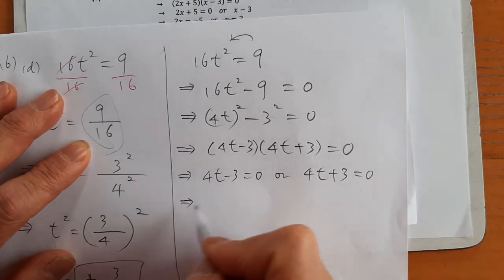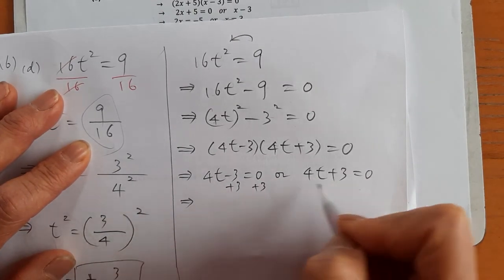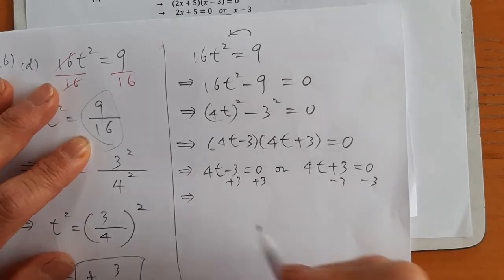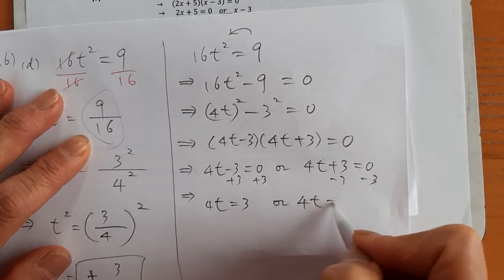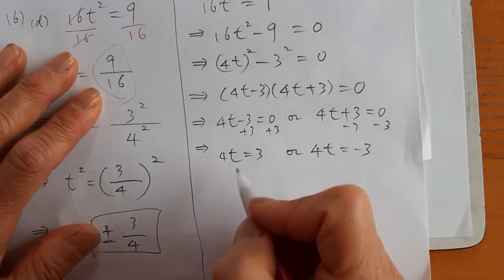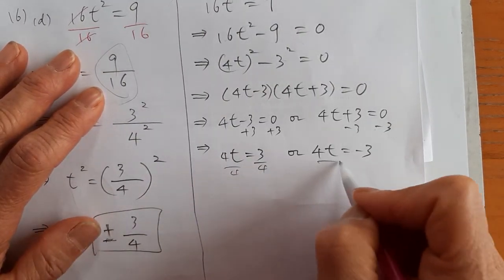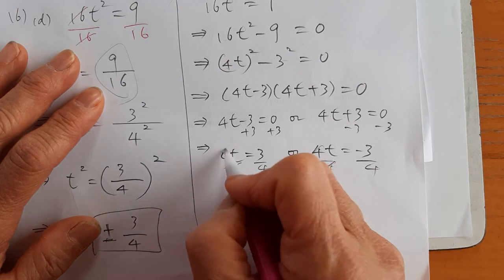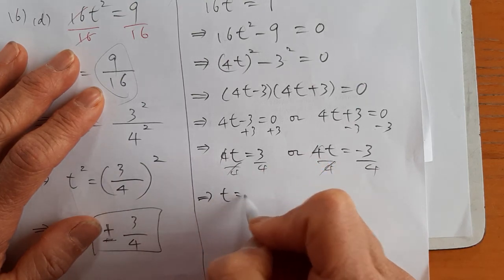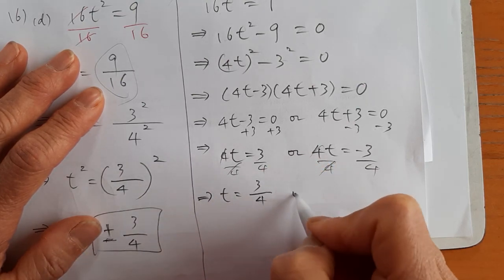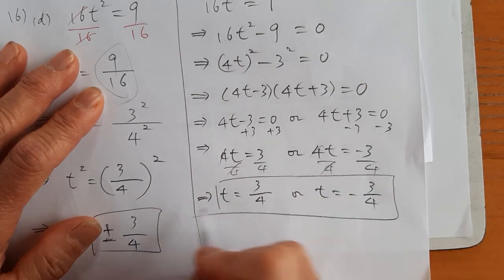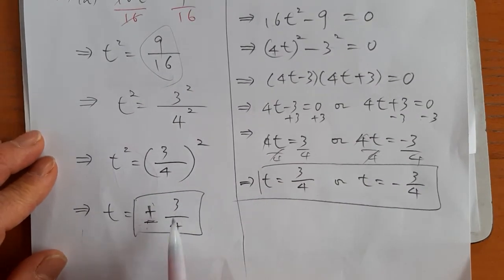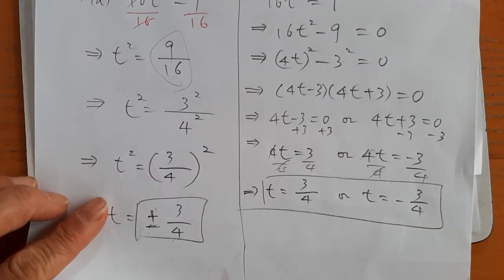And then add 3 to both sides here, minus 3 to both sides there. So you get 4t equals 3 or 4t equals negative 3. Then divide by 4 on both sides. Cancel 4. So you get t equals 3 over 4 or t equals negative 3 over 4. You can put together t equals positive or negative 3 over 4 by factoring.